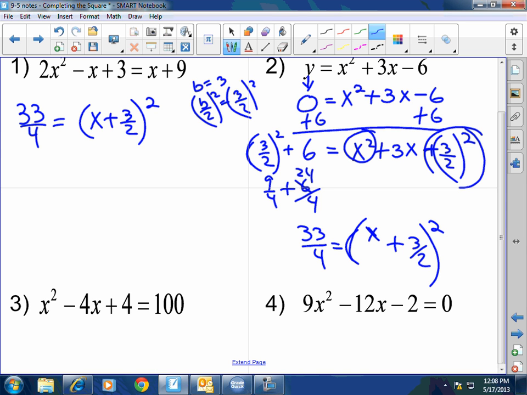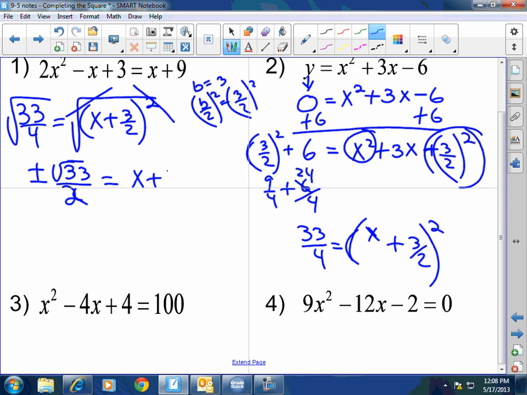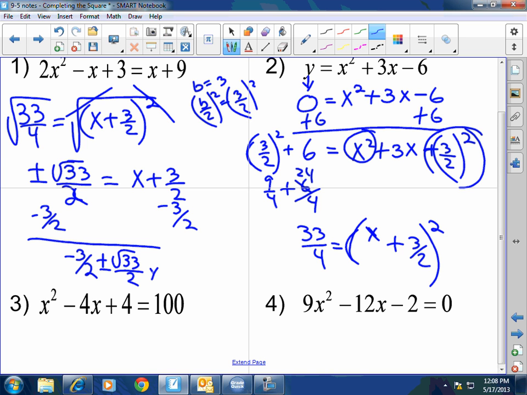How do I cancel out that power of 2? I square root both sides. The square root cancels the power of 2. So it's going to be plus or minus square root of 33 over 2 equals x plus 3 halves. How do I solve for x? Subtract 3 halves from both sides. So I'm going to have negative 3 halves plus or minus square root of 33 over 2 equals x.